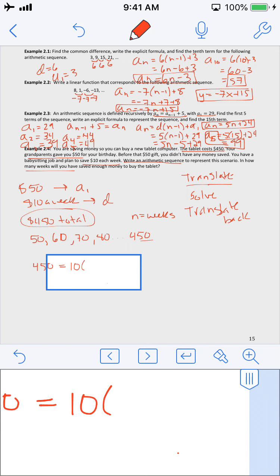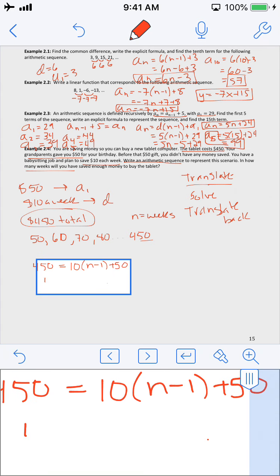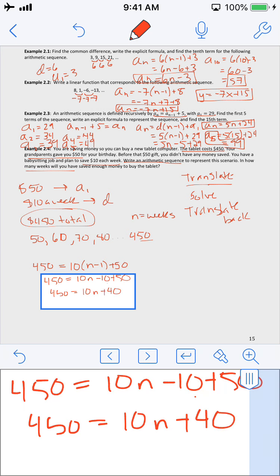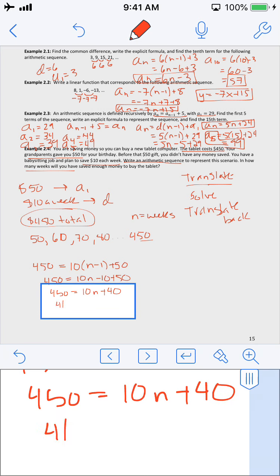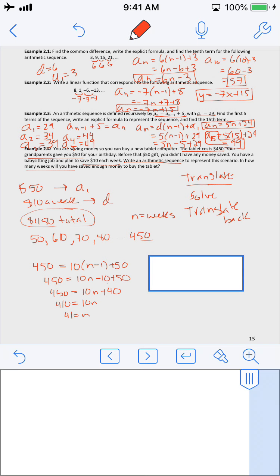Let's do 10 times N minus 1, plus 50. Okay, yeah, because I can solve that real fast. 450 equals 10 times N minus 10, plus 50. That would be 60. Oh, pardon me. It's 10N minus 10 plus 50, which is 10N plus 40. Subtract 40, and that'd be 410 equals 10N, and so 41 is equal to N. And then quick translate back, 41 weeks.